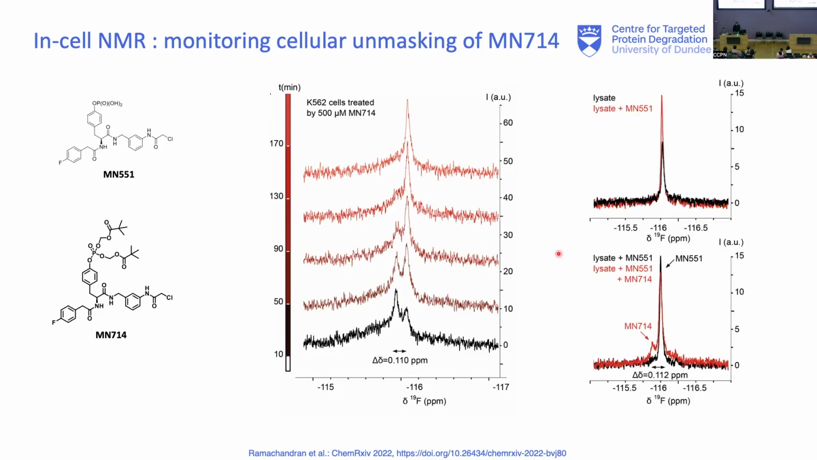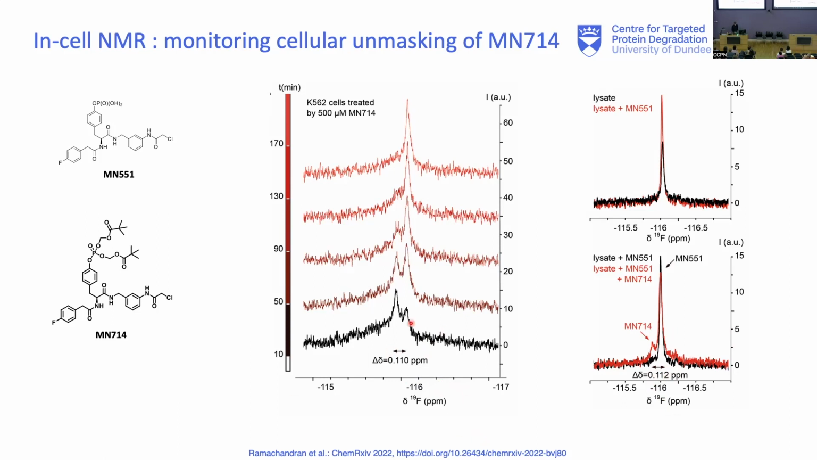So to confirm that, we lyse these cells. They're mammalian cells, so they're very easy to lyse just by freeze thawing. We still observed a single peak. And when we spiked the sample with free MN551, these peaks overlap very well, indicating that we're indeed forming MN551. Just to confirm that, we spiked with MN714, which is very badly soluble under these conditions. It's not very highly soluble in media. We observed a difference in chemical shift that fitted very well to what we saw in cells. So we're quite confident that we're actually seeing the unmasking.